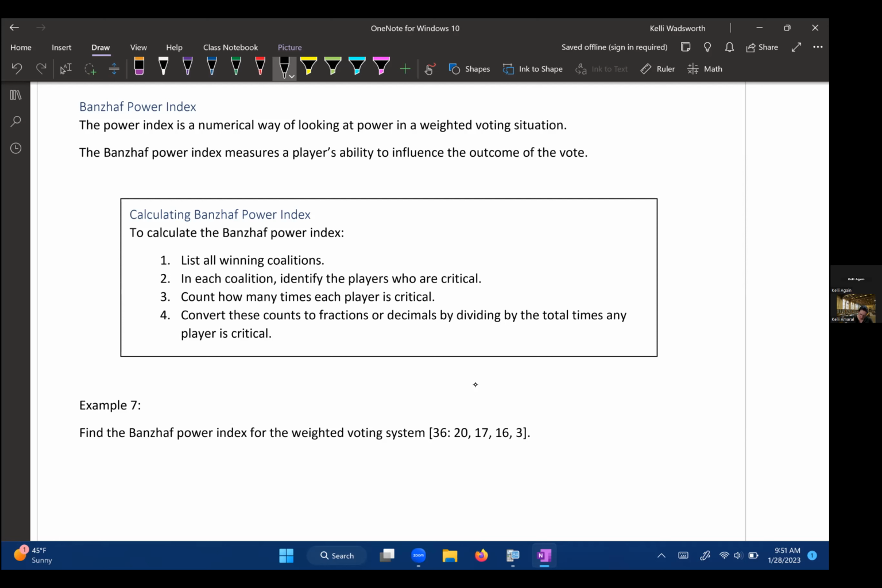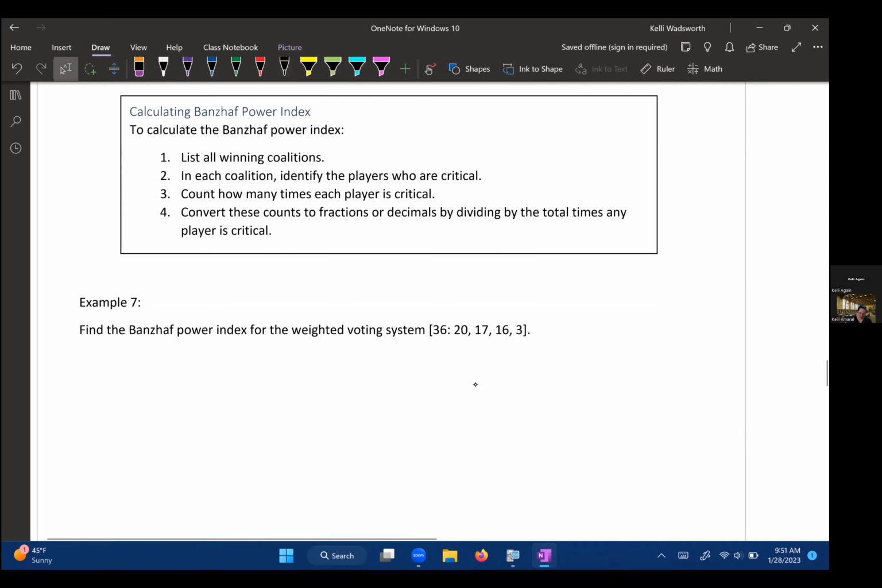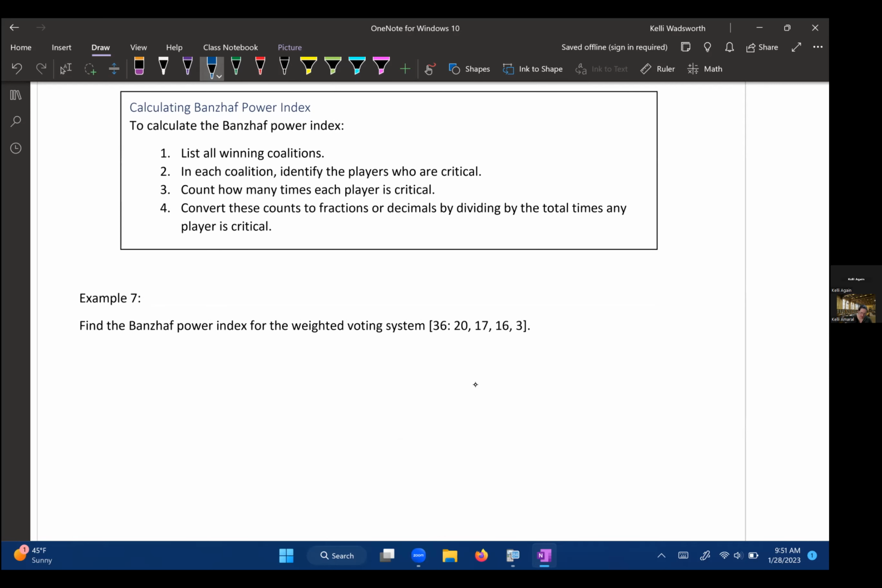Okay, let's do an example. Find the Banzhaf power index for the weighted voting system. I think the wording of that is a little confusing, because what do you mean, find the Banzhaf power index for the weighted voting system? Well, that just means find the Banzhaf power index for each player, and then that list of numbers for each player is the Banzhaf power index for the system.